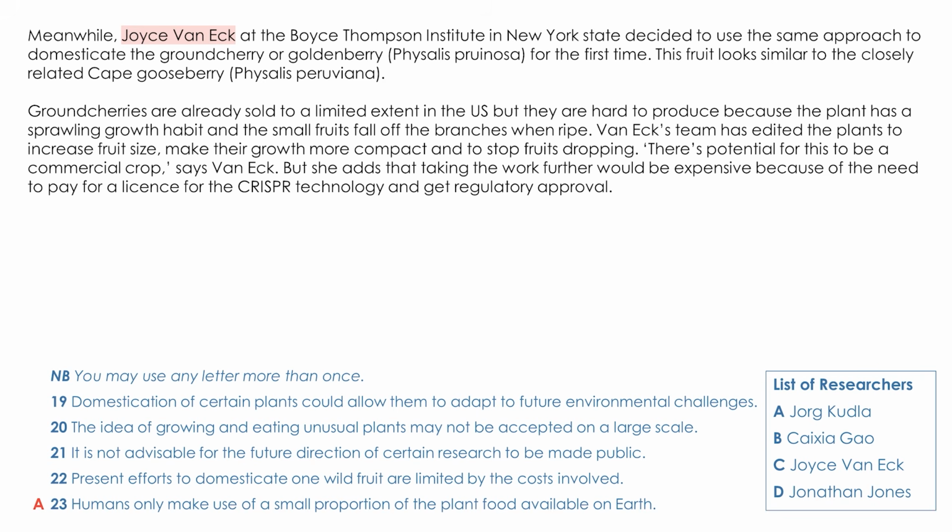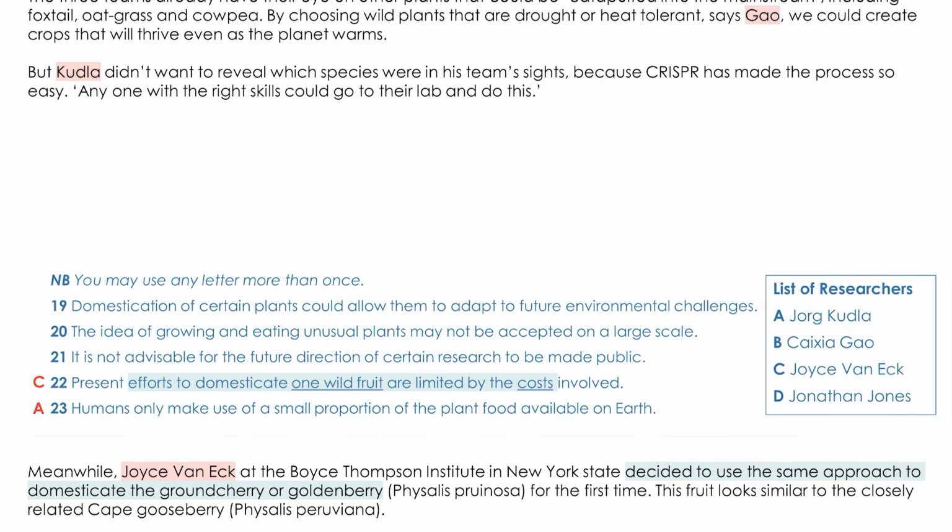Let's continue. So, Vanek decided to domesticate the ground cherry or golden berry. There is potential for this to be a commercial crop, says Vanek. But she adds that taking the work further would be expensive. Have a look at 22. Efforts to domesticate one wild fruit are limited by the costs involved. It's expensive. And now we have 3 questions left and 3 small paragraphs.